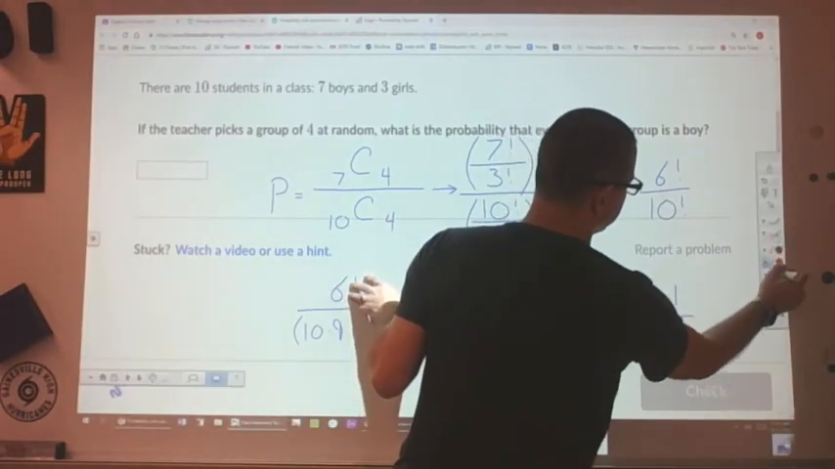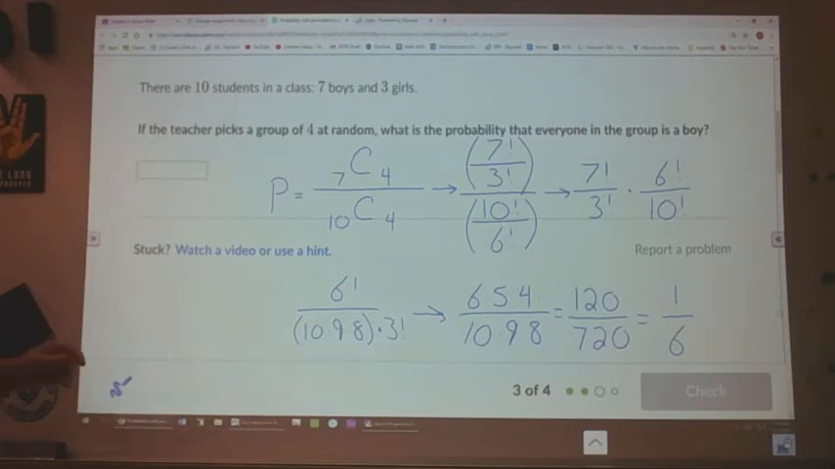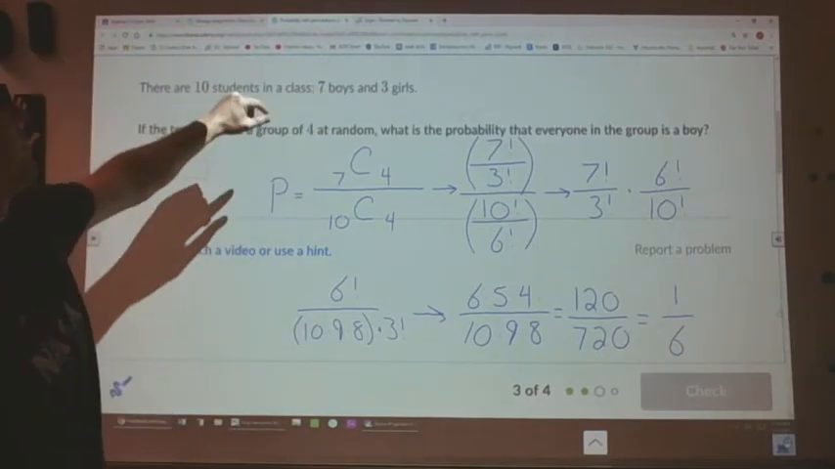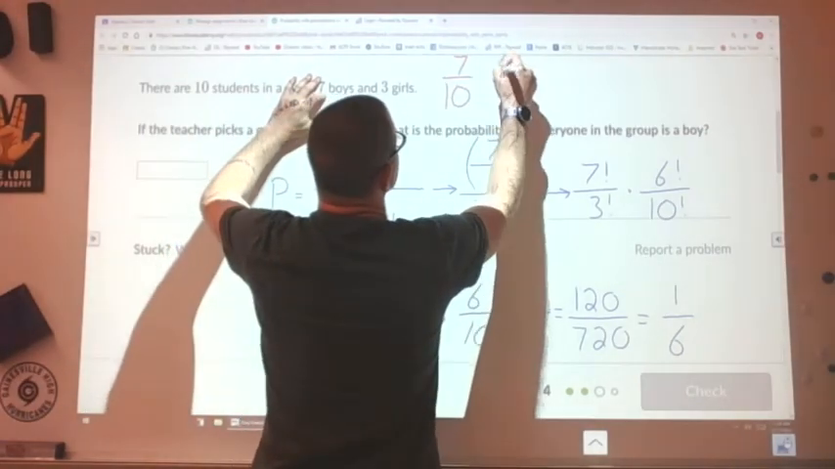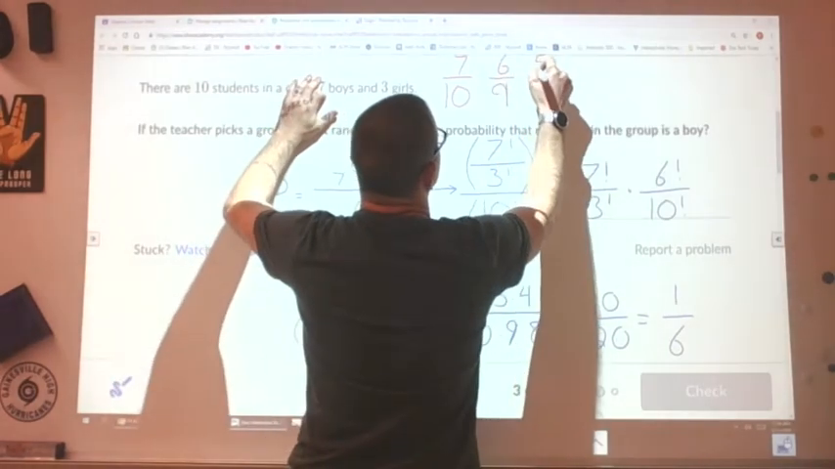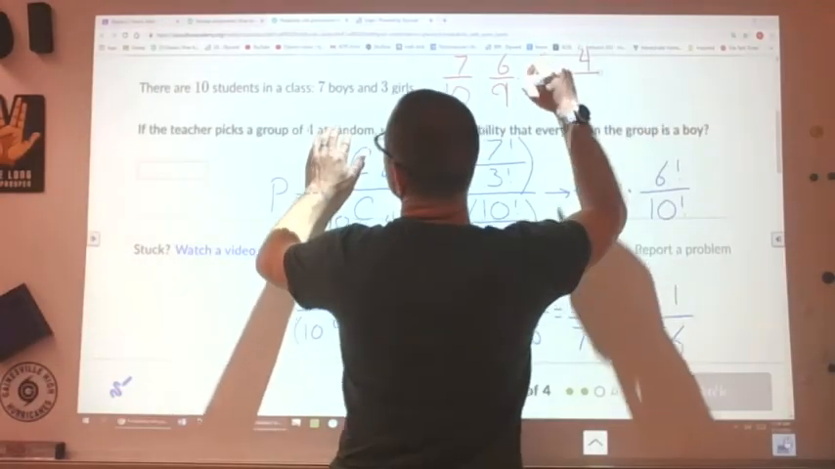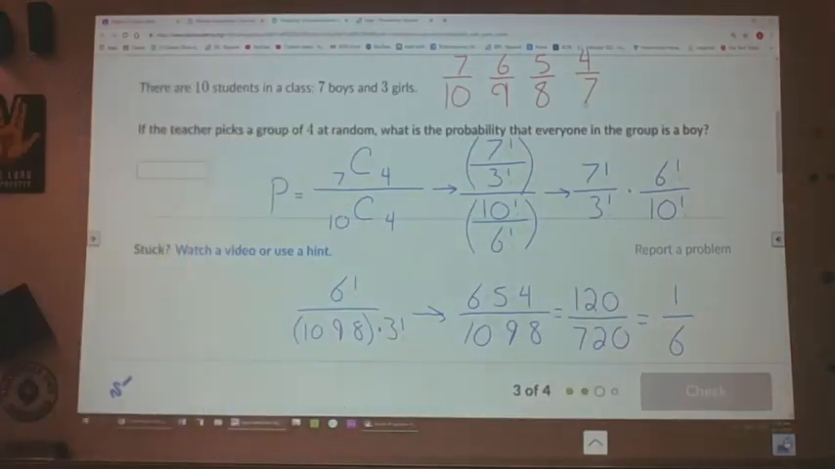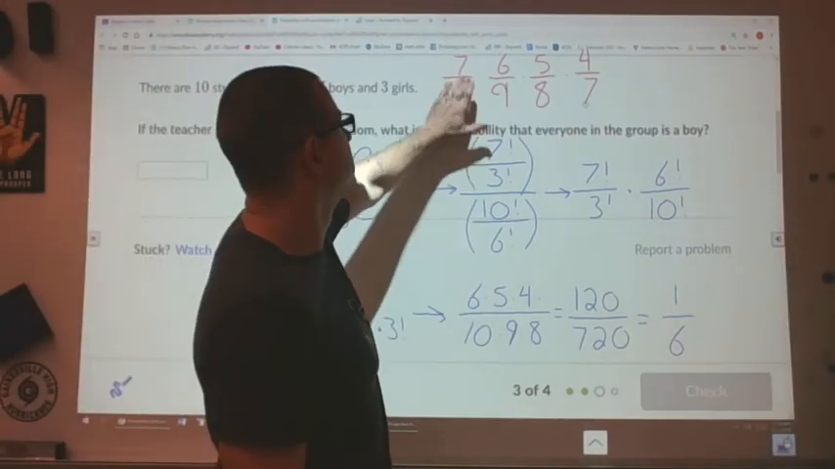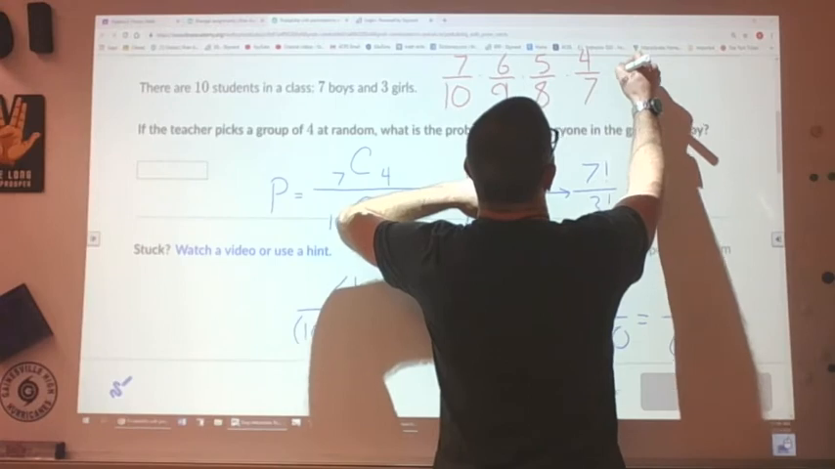Now, the other way to look at it would just be to actually look at our probability. There are 7 boys in a class of 10. 3 of them are girls. So for the first choice, it's 7/10 times 6 out of 9 times 5 out of 8 times 4 over 7. That's our 4 choices. 7 out of 10, 6 out of 9, 5 out of 8, 4 out of 7. And then we would multiply those together.